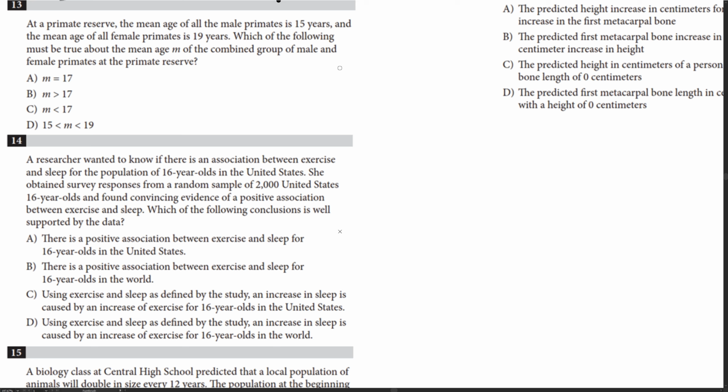At a primate reserve, the mean age of all male primates is 15 years, and the mean age of all female primates is 19 years. Which of the following must be true about the mean age M of the combined group of male and female primates at the primate reserve?